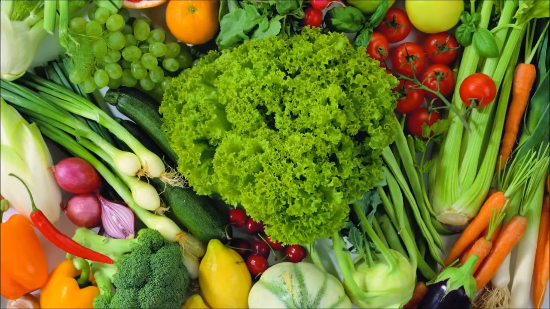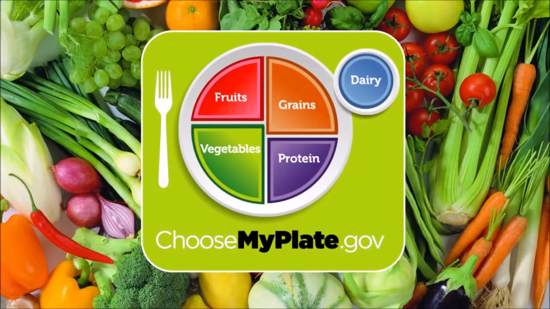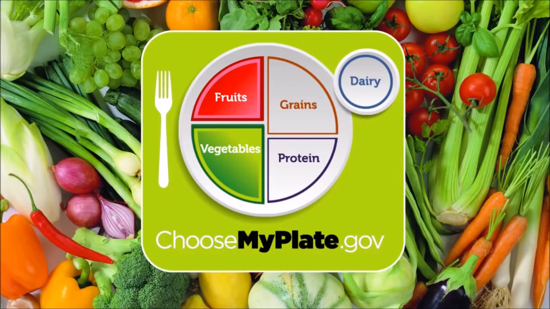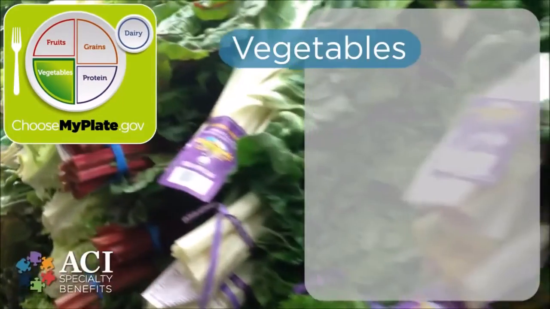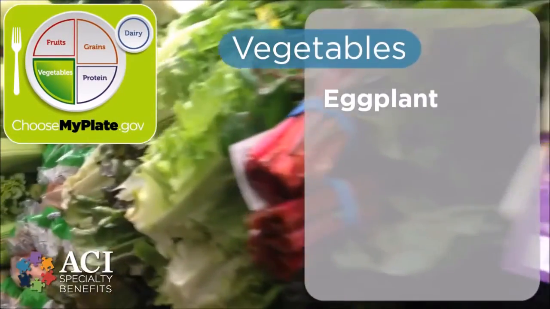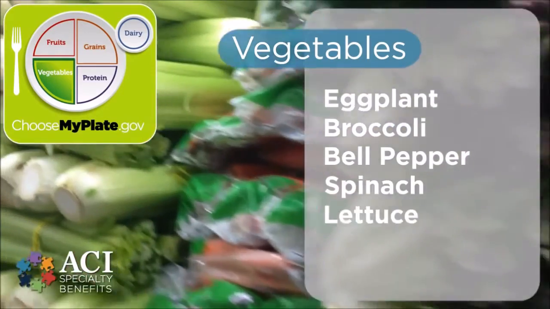Today we'll be talking about the latest dietary method used to promote healthy eating habits, called Choose My Plate. Choose My Plate illustrates the 5 food groups needed to provide the necessary building blocks for healthy eating. These include fruits, vegetables, grains, protein-rich foods, and low-fat dairy. Fruits and vegetables should account for just over half of the food on your plate, with vegetables making up the slightly larger portion. Vegetables include everything from eggplant, broccoli, and bell peppers to spinach, lettuce, and squash.